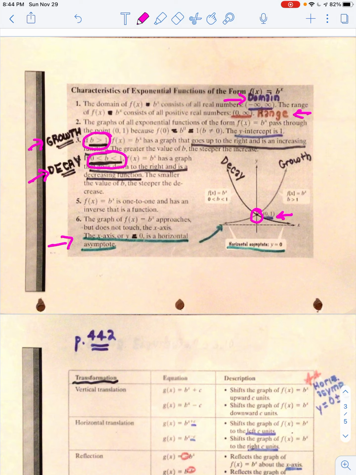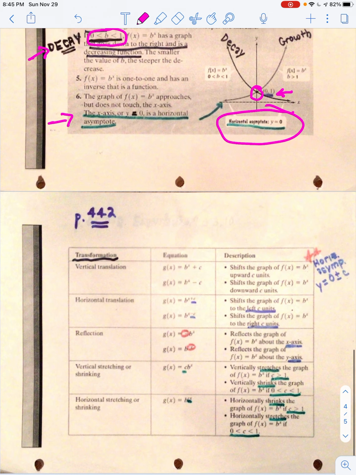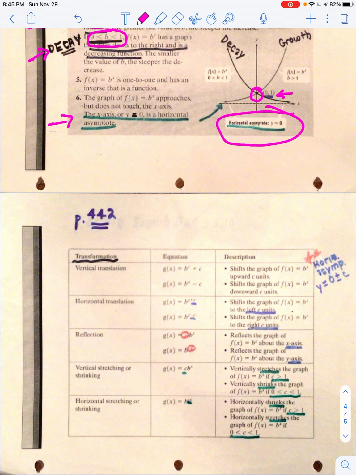Finally, a horizontal asymptote. The x-axis, or the line y equals 0, serves as a horizontal asymptote, a line the graph approaches but does not cross. Of course, that will shift with the graph if the graph is shifted up or down. And so this last slide here talks about the various transformations that you can make with these graphs. And they're the same transformations you've seen with all other graphs, so it shouldn't really come as any real revelation to you.